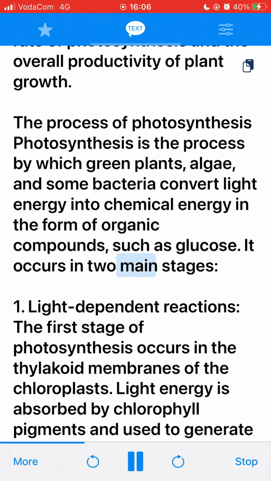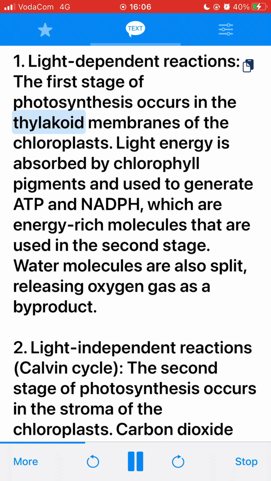It occurs in two main stages. 1. Light-dependent reactions. The first stage of photosynthesis occurs in the thylakoid membranes of the chloroplasts. Light energy is absorbed by chlorophyll pigments and used to generate ATP and NADPH, which are energy-rich molecules that are used in the second stage. Water molecules are also split, releasing oxygen gas as a byproduct.